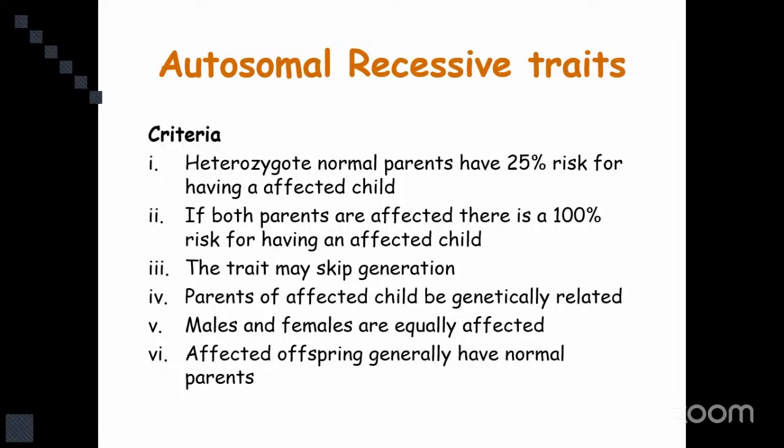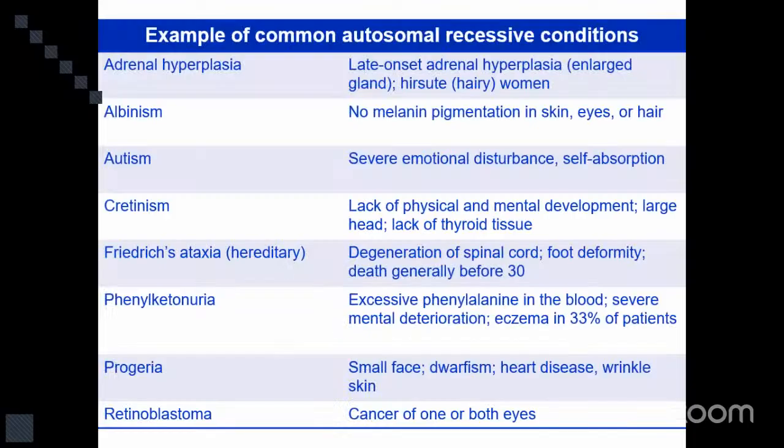Males and females are equally affected. It doesn't really matter. And the affected will in general have normal parents. And because the parents look normal, they may feel that they are okay, unknown to them that they are actually carriers. All right, so classical cases are listed here on this table, starting with adrenal hyperplasia, albinism, cretinism, phenylketonuria, down to retinoblastoma, which is cancer of one or both eyes. So these are the things, and then you can see progeria that we mentioned earlier: small face, dwarfism, heart disease, wrinkled skin, but all these things characterize what we call rapid aging.